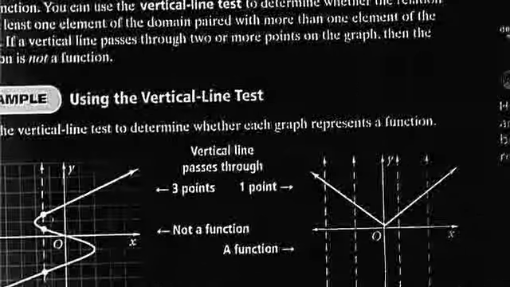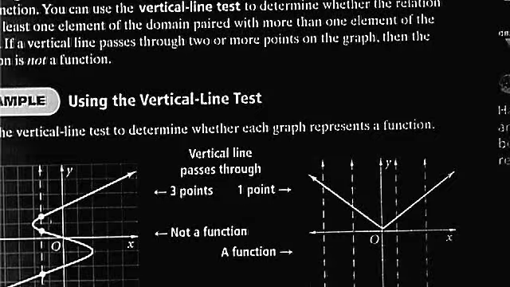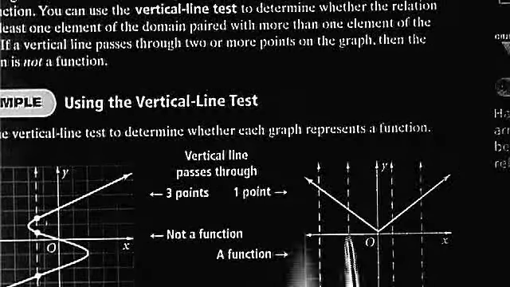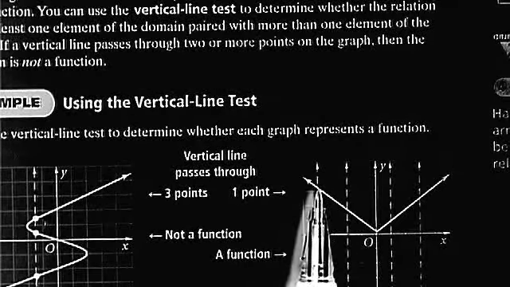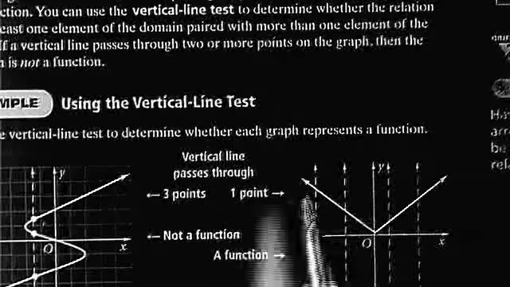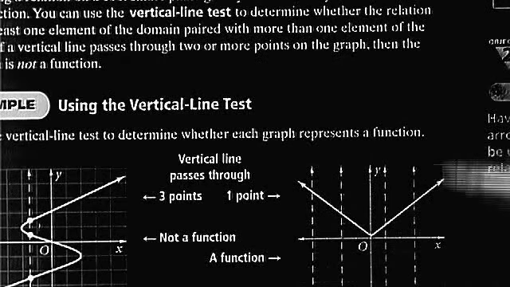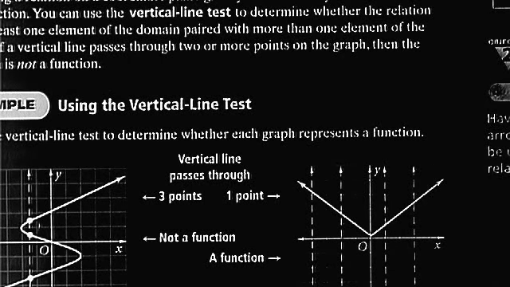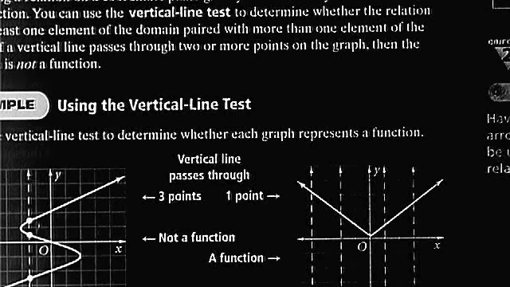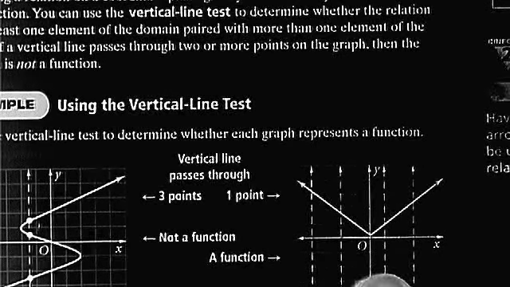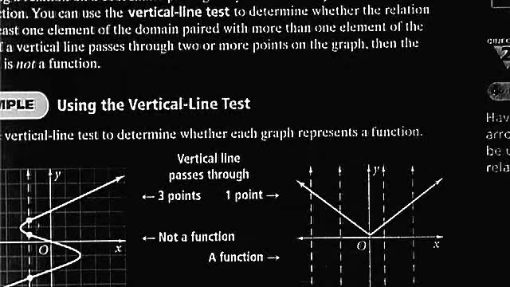This one right here, this absolute value function, is a function. Kind of ridiculous, I said a function is a function. Okay, so as you can see, no matter which vertical line you pass through the graph, you're always only hitting the graph once, never hitting it twice with the same vertical line. So this is a function, and the first one was not a function.